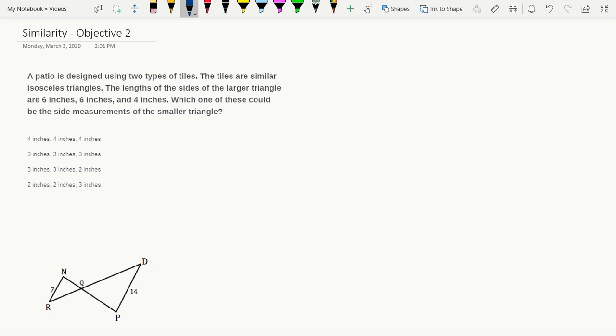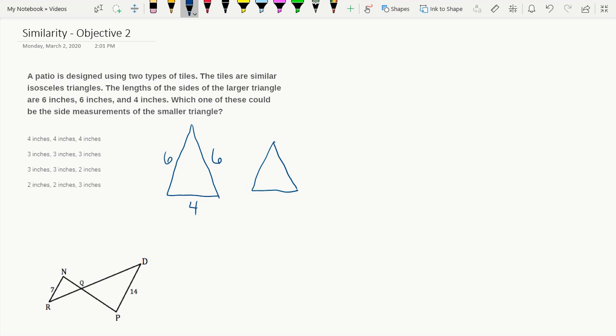So first one, a patio design using two types of tiles. Tiles are similar, isosceles triangles. So an isosceles is roughly going to look like that. Isosceles means two sides are the same. A larger triangle is 6, 6, 4. A smaller triangle, we're not sure of, but we know it's still isosceles.